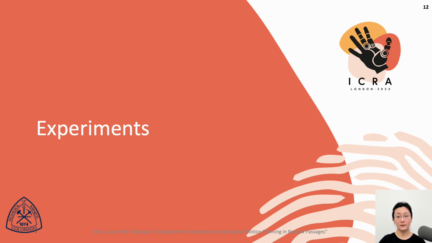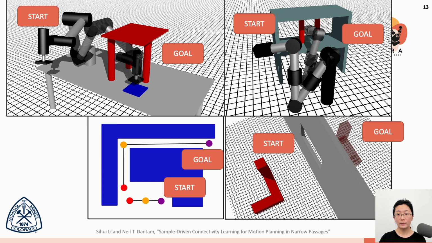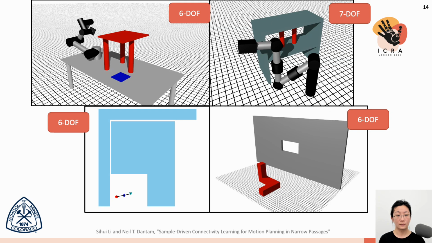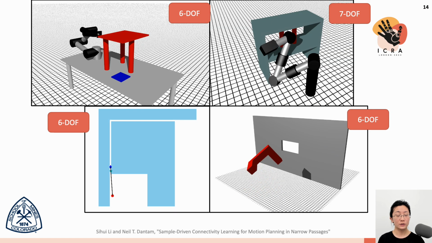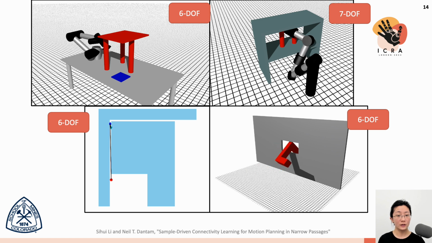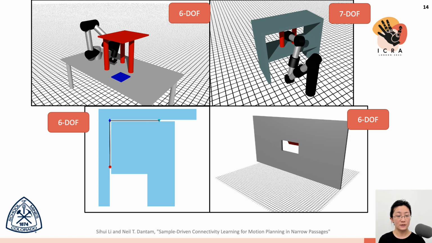Next are the experiments. For experiments, we set up 4 scenes. In the 6-DOF and 7-DOF manipulator scenes, the arm needs to go through a narrow space to reach the goal position. We also have a multi-robot scene where the 3-point robots need to maintain line of sight while traversing to the goal. In the last scene, a twisted 3D object needs to go from one side of the wall to the other side through a small open window. Here, the videos show valid paths for the 4 scenes generated by our SDCL planner.